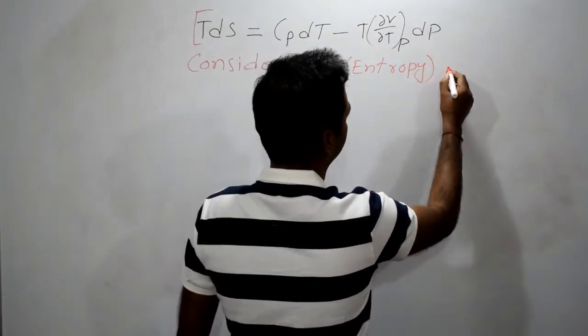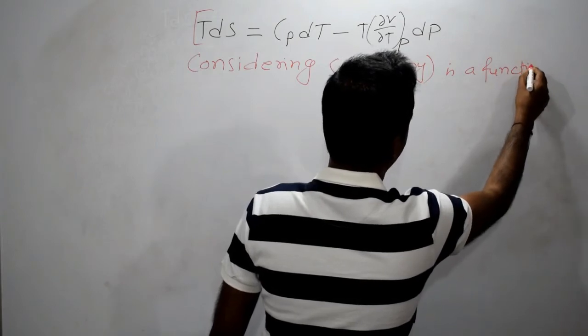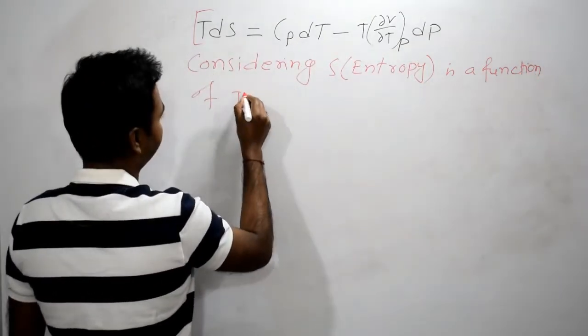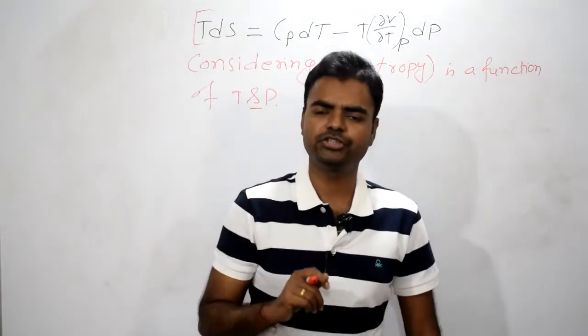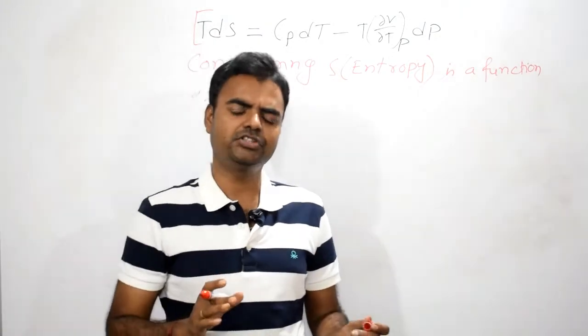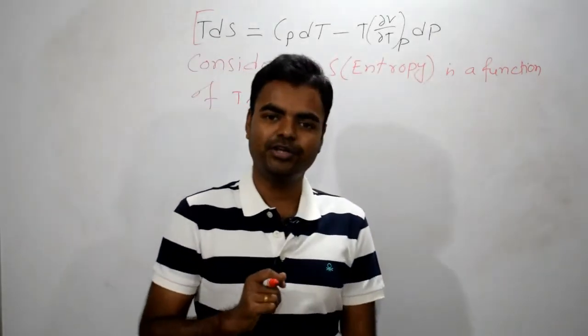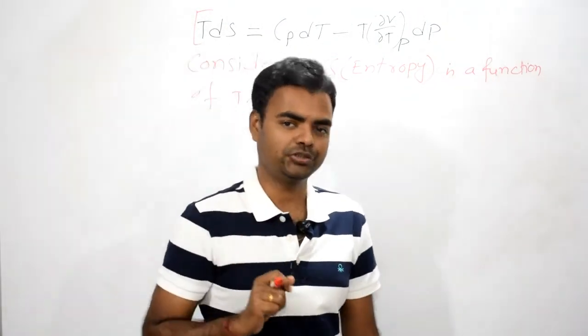Entropy is a function of temperature and pressure. In the first equation we considered entropy as a function of temperature and volume. Now in this part we have to consider entropy as a function of temperature and pressure.